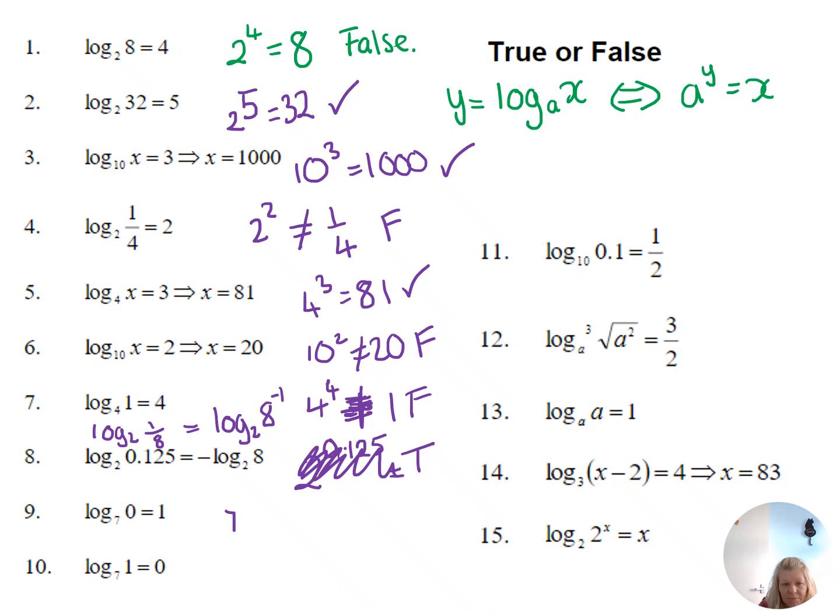This one, does it equal 0? No. This one though, 7 to the power 0 is 1. That is true. This one, 10 to the power a half, is not equal to 0.1. This one, again a little bit tricky. A to the power 3 over 2, is it equal to this thing here?